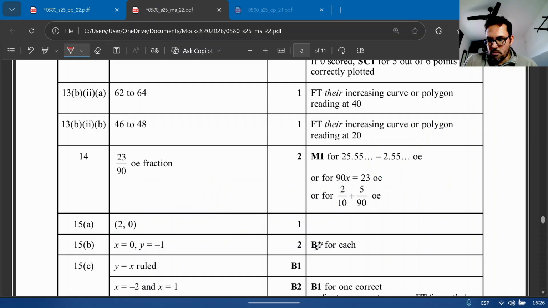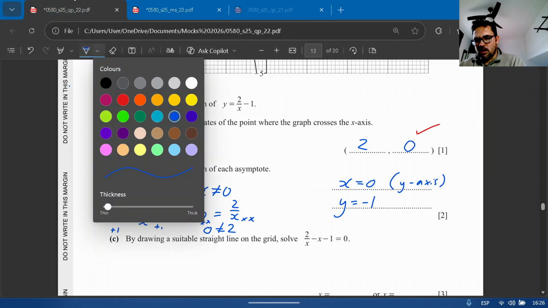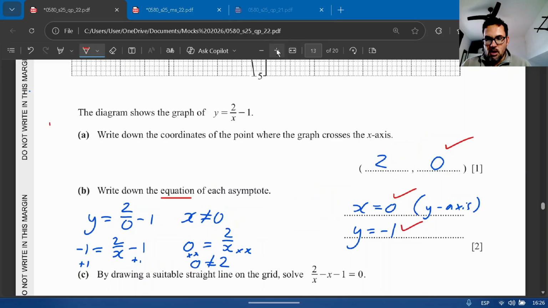So x equals 0, y equals minus 1 for each. Oh, they didn't say you can write the y-axis. Okay, that's a strange one. I wonder if you can. It doesn't say so on the mark scheme. Well, they said the equation. The y-axis is not an equation. So yes, you can't write the y-axis. You have to write x equals 0.